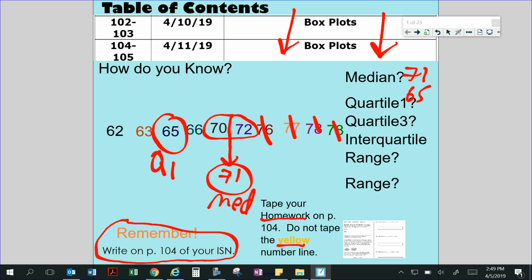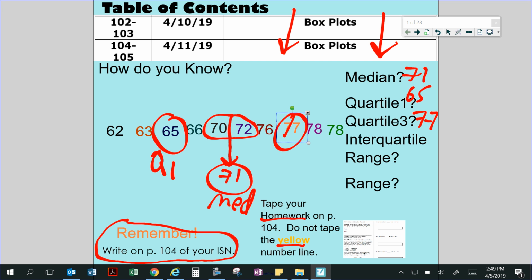Quartile 3 means the median of the upper half numbers. So let me erase this. So what numbers are above 71? 72, 76, 77, 78, 78. What's in the middle of that? 77. So 77 is the quartile 3 or median of the upper half.